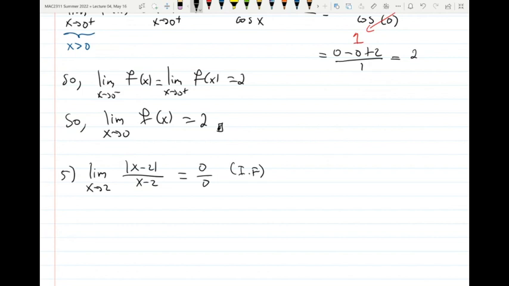Again, there's nothing to factor, right? There's no conjugate trick here that will do the job for us. There's no clearing denominators. What do we do? Here is the idea. Let's see, is this a piecewise function?